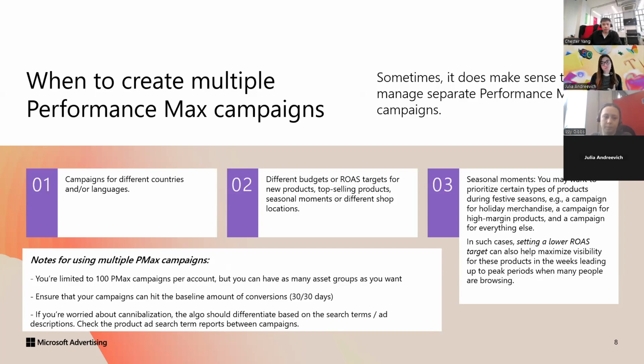And lastly, don't worry about cannibalization. The algorithm is pretty good at telling which campaign is focusing on what, but you can always check search term and product reports to make sure that there is no major overlap.